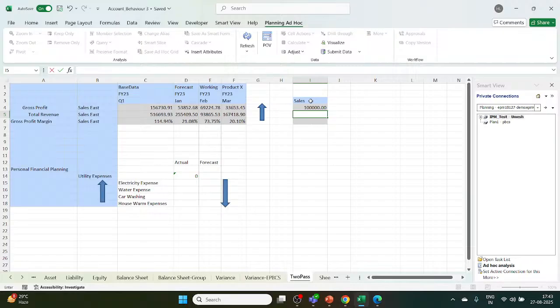So now I will remove it. Here, for getting the gross profit, total revenue is multiplied by the gross profit margin. So you can get the actual gross profit here.